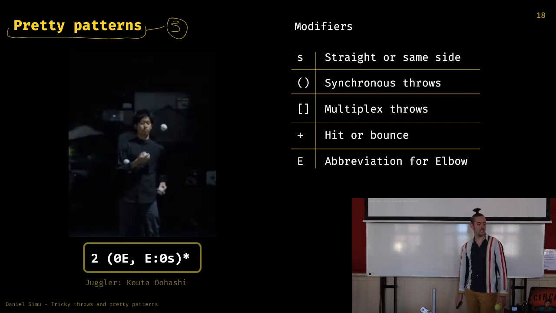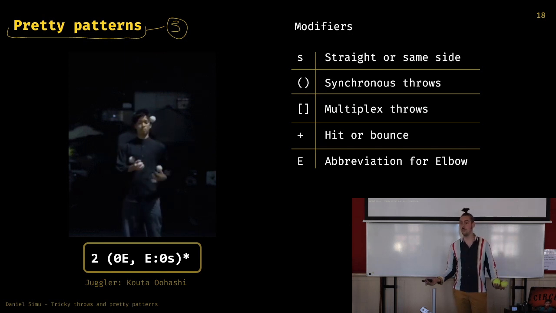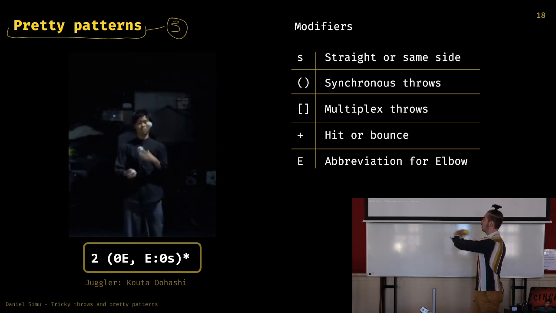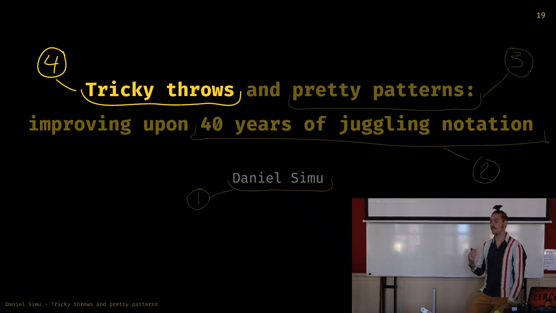And together then we can describe throws or tricks like this. This is a trick juggled by Kuta, which involves juggling with the elbows, and we can describe it with this juggling notation. So much for rhythmic catches. Then we also have the tricky throws part, which is a system.